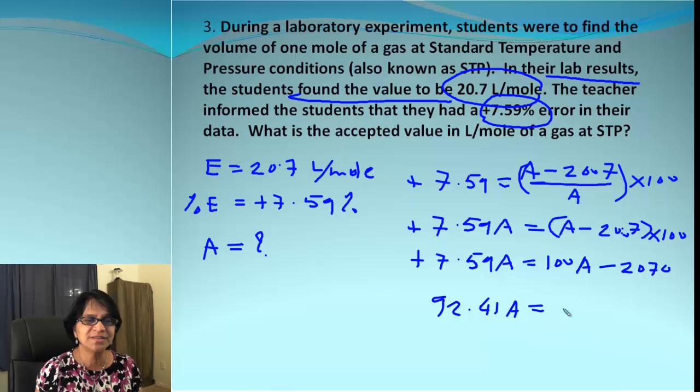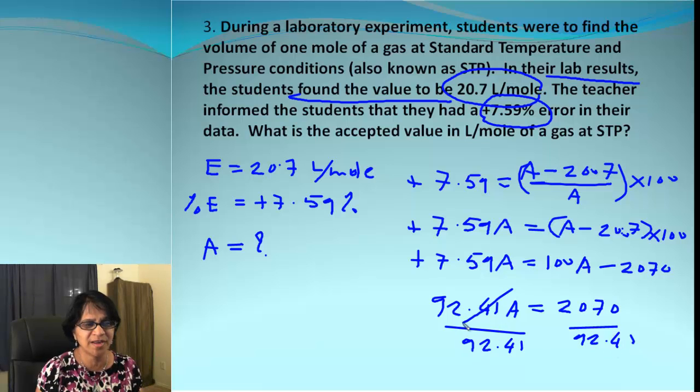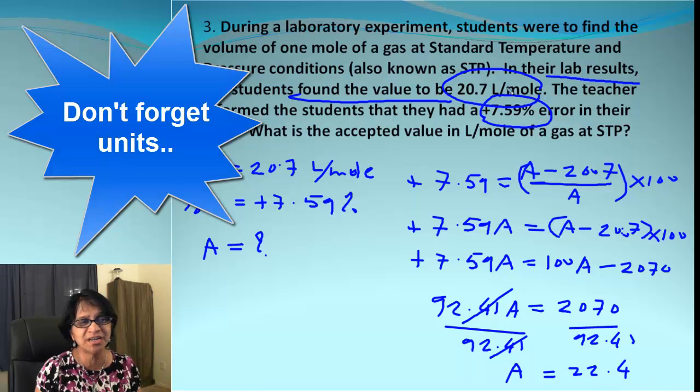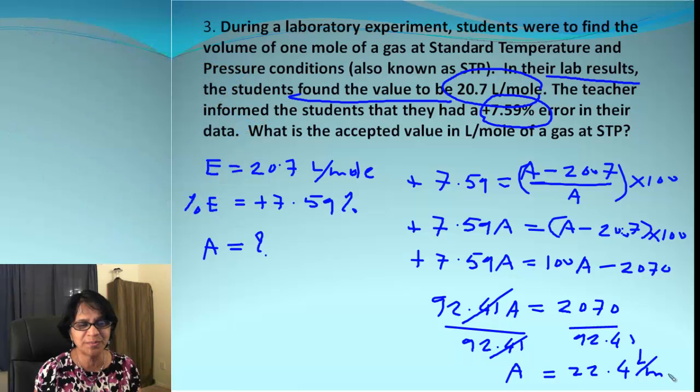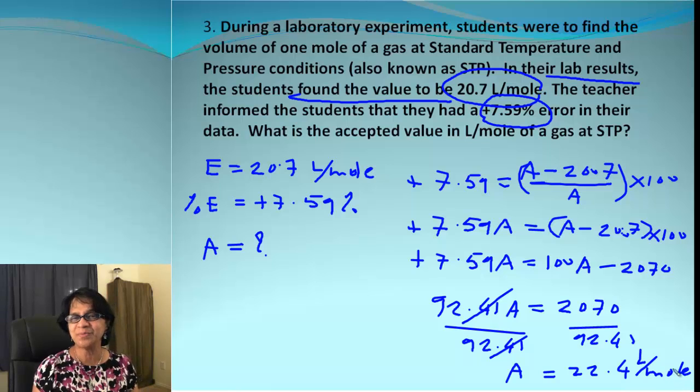92.41A equals 2070. And then we divide both sides by 92.41, and we end up having A equals 22.4, and we go back with the same units which are given for the experimental value. So that will be liters per mole. So A is equal to 22.4 liters per mole. Look at that. How easy was that?